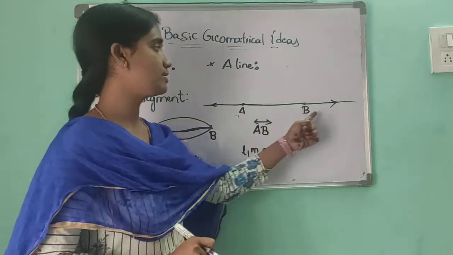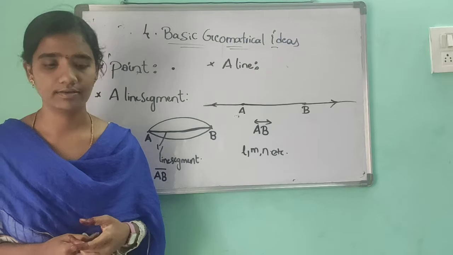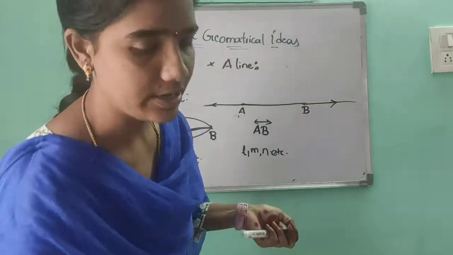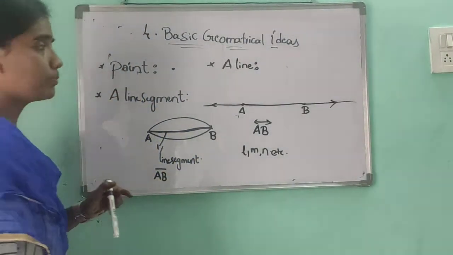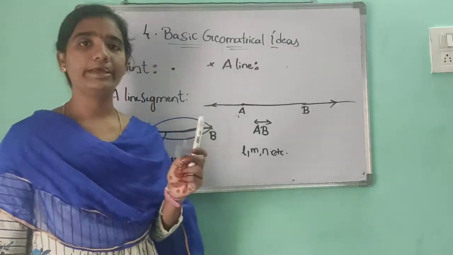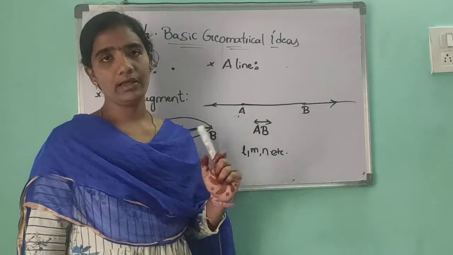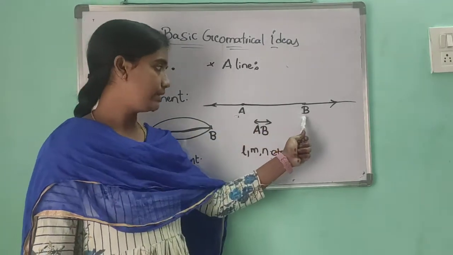I will explain it clearly one more time. What is a line? Here I am taking two points, A and B. The two points are connected with a line. This is a line segment.